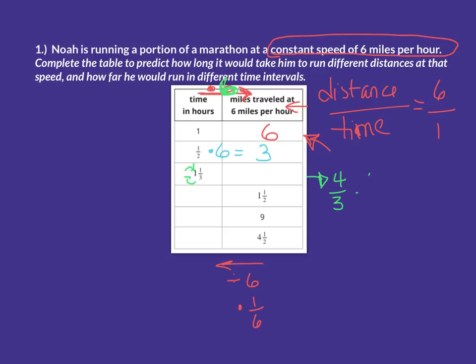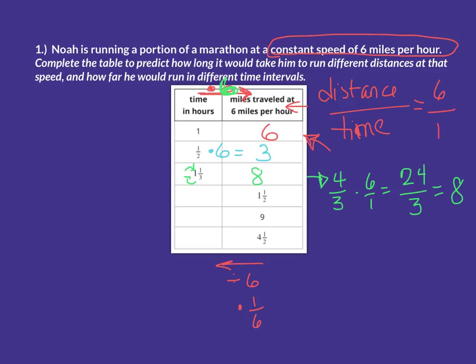So that's times 6. I can't have a whole number, so I put it over 1. Keep the top with the top and the bottom with the bottom, so that gives me 24 over 3, because 4 times 6 is 24, and 3 times 1 is 3. I'm going to reduce this. 24 divided by 3, or 24/3, of course, is equal to 8. So the next one right here, miles traveled per hour, is 8 miles per hour.